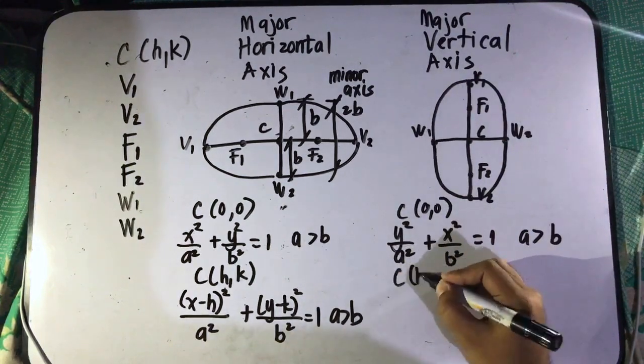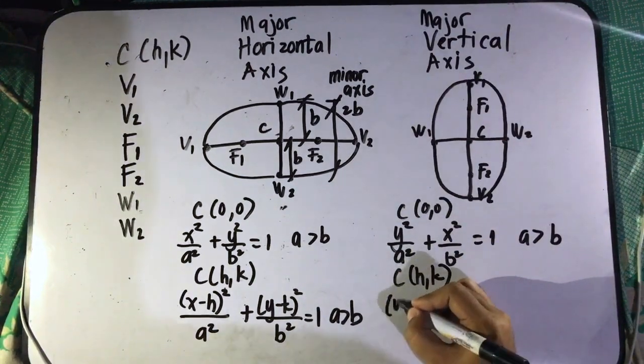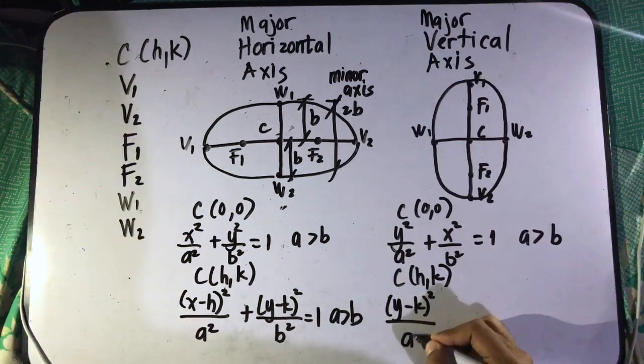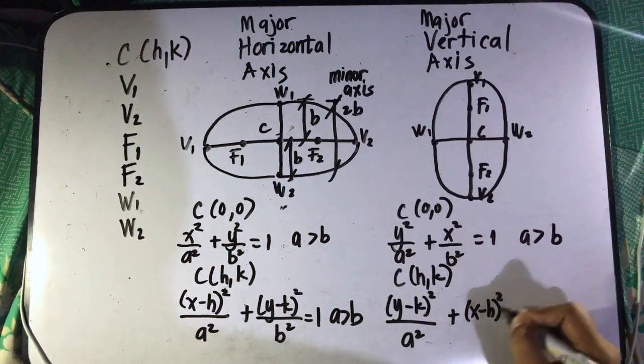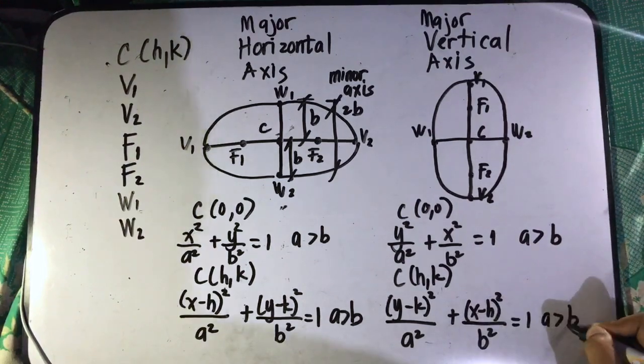So, what if the center is located now at (h, k)? Okay, so we will be having (y minus k) quantity squared over a squared plus (x minus h) quantity squared over b squared is equal to 1. Also, a is greater than b.